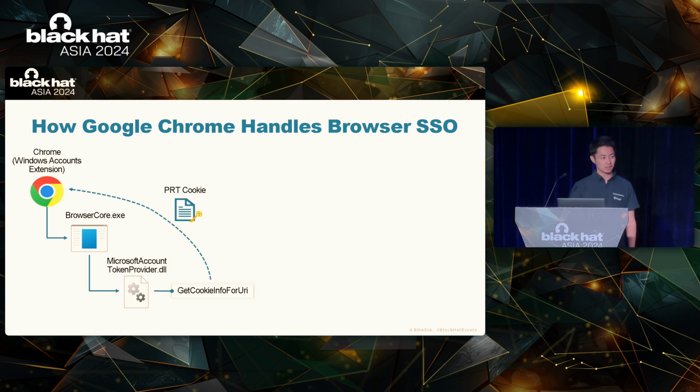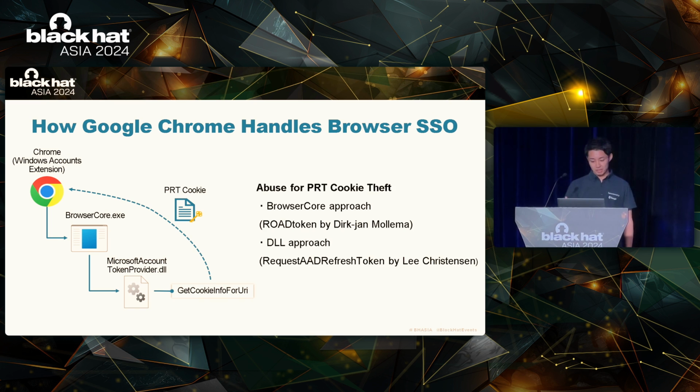gets the PRT cookie of the logged-on user of the device and returns it to the caller process, which returns it to Google Chrome. So basically, this is the way of browser single sign-on for Google Chrome. And also, this has been abused by attackers for PRT cookie theft. What I mean by that is that attackers can use BrowserCore.exe, or attackers can also use the DLL and execute the method inside it.